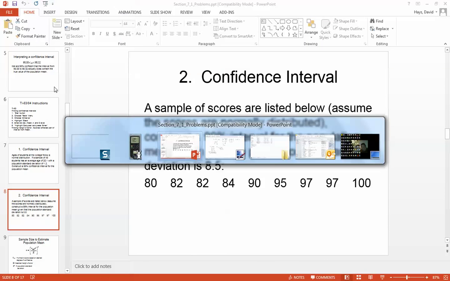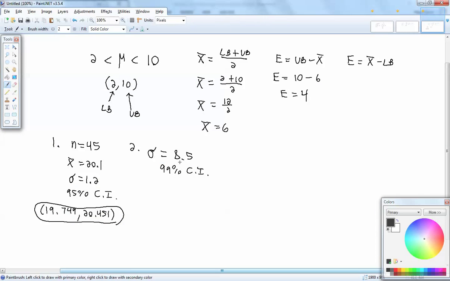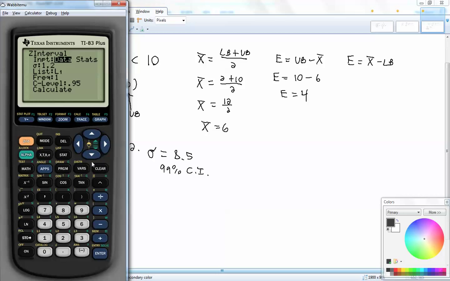Now it changes, and it wants us to enter in sigma, the population standard deviation, which we said was 8.5. So I'll down arrow, put in 8.5, enter. Now list should be set to L1, so default that. If yours doesn't say L1, you can do second 1 to put L1 there. Frequency should stay as 1. If you don't have a 1 here, you need to shut off alpha and then press your 1.